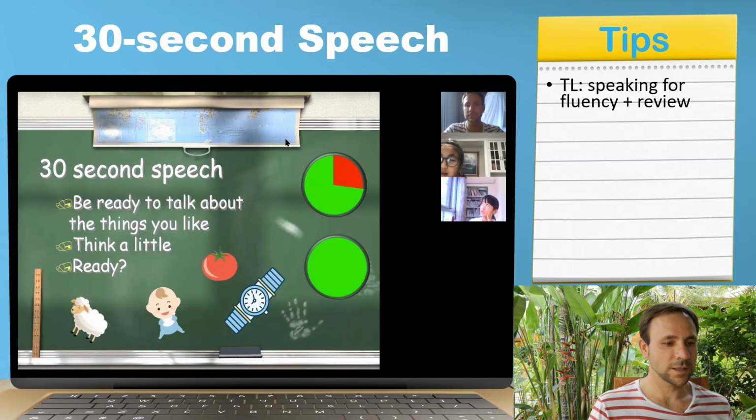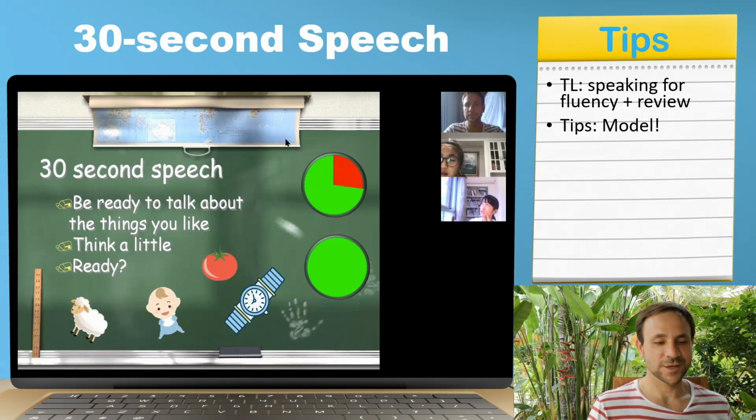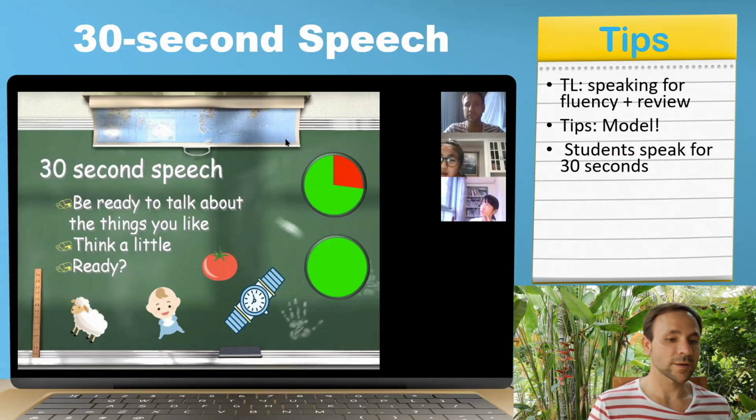30-second speech. Here the target language is speaking for fluency and reviewing any previous topics. It's very important to model first, so you would do the task before the students. And then they will speak for 30 seconds or 1 minute.